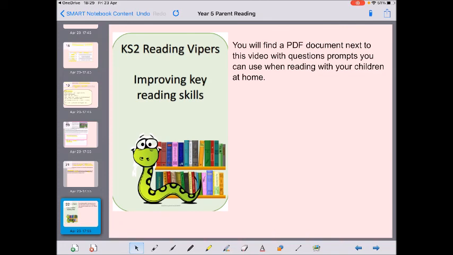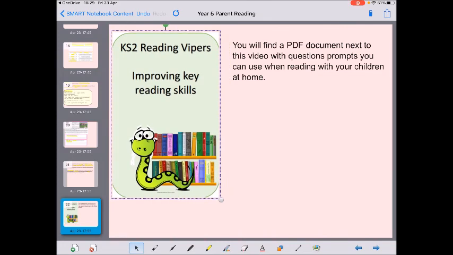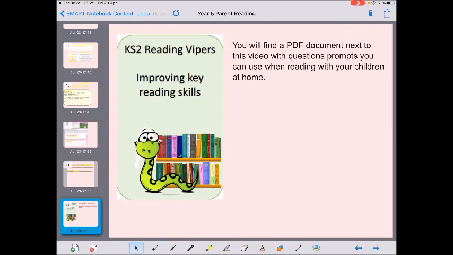I hope that has been helpful and that you now understand the different content domains, the different types of questions that your children will be asked in relation to those domains. You will find a PDF document next to this video with question prompts you can use when reading with your children at home. It looks like this: Key Stage 2 Reading Vipers.